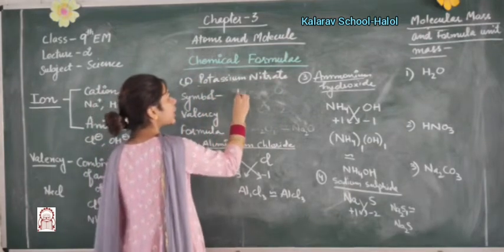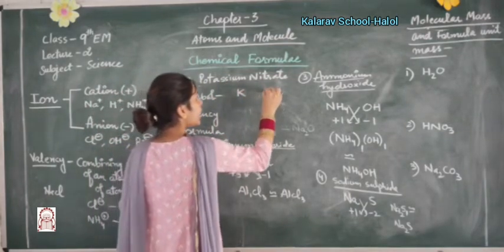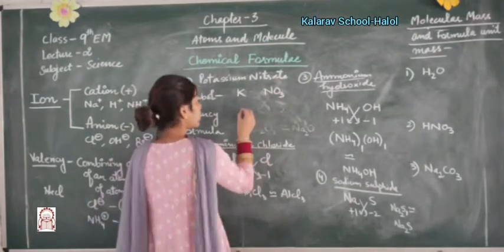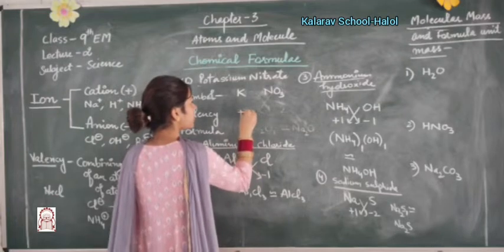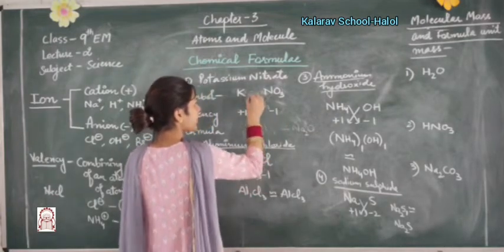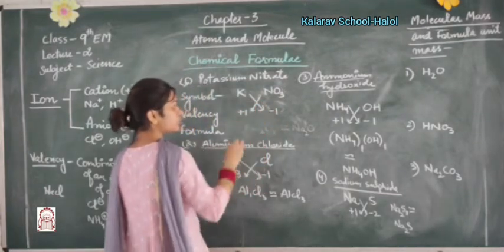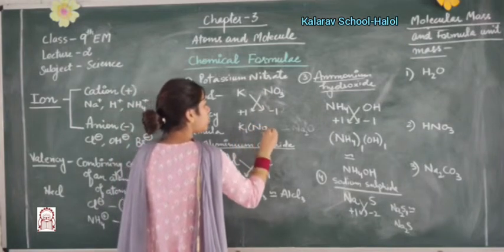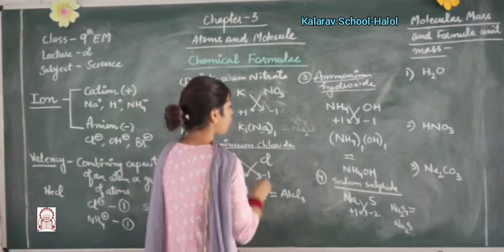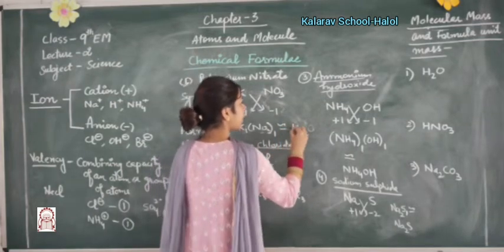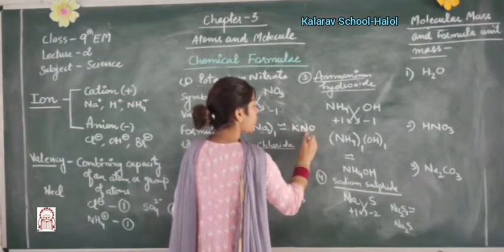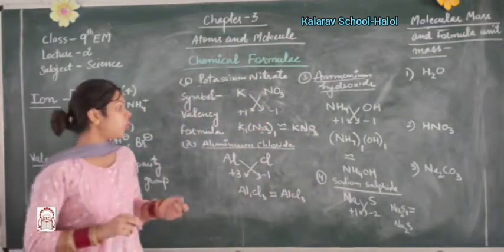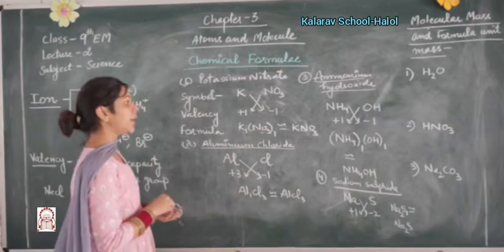The symbol of potassium is K and the nitrate is NO3 negative. So potassium valency is +1 and nitrate valency is -1, and by the crisscross method we get K1 NO3 1. So for that we get KNO3 as the formula for potassium nitrate. So this is the formula for potassium nitrate.